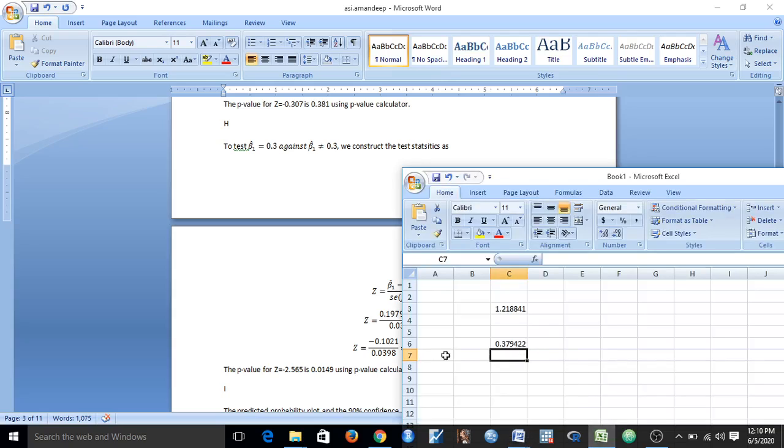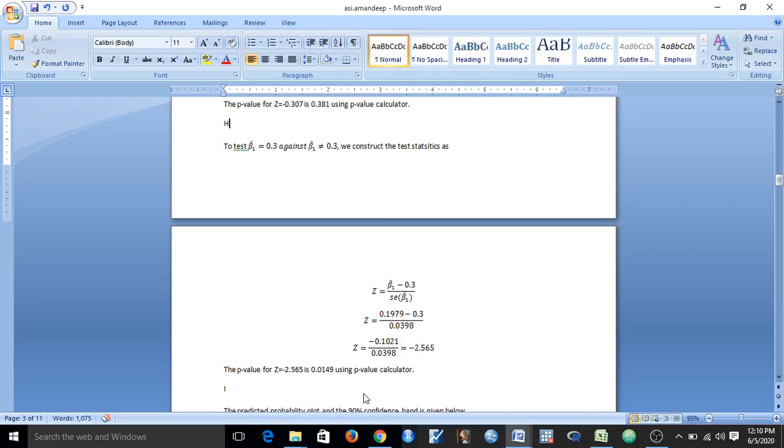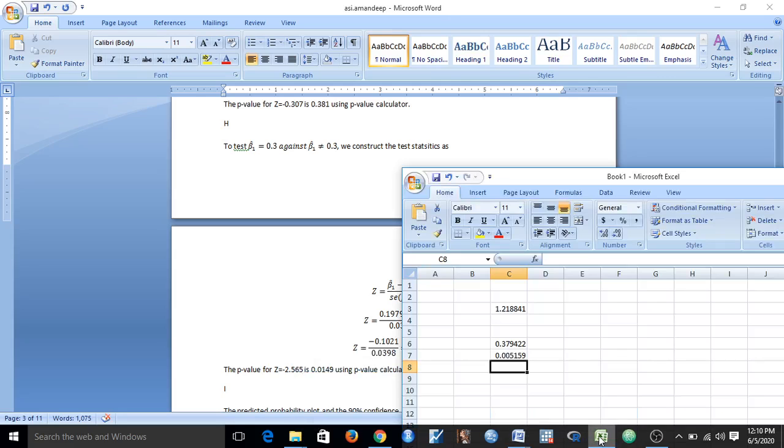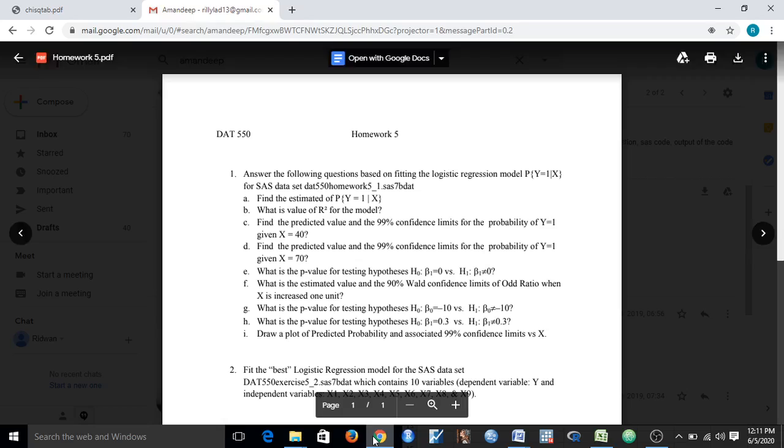So let's see if we get something close here. Our z is minus 2.565. So what do we have? If we approximate, we have the same approximation, 0.01 and 0.01 to 2 decimal places. Then the last question states that we draw a plot of the predicted probabilities with the 99% confidence interval.